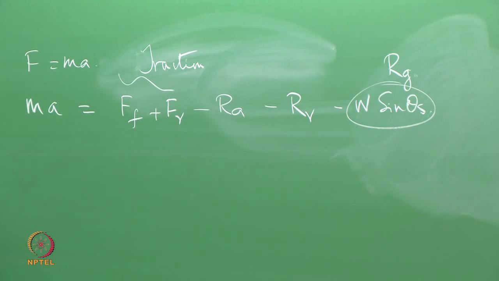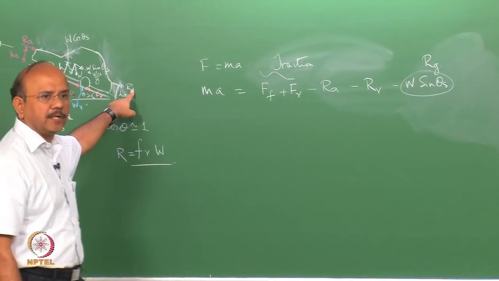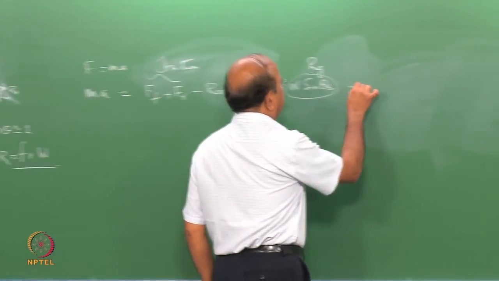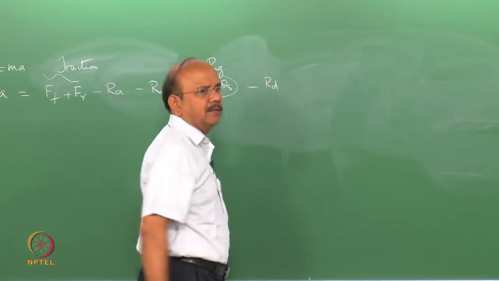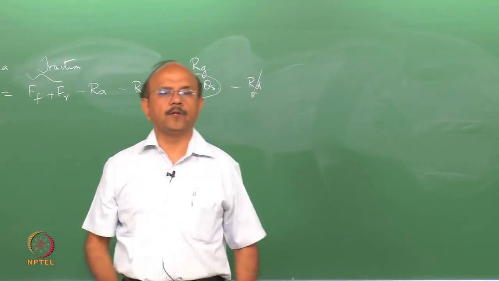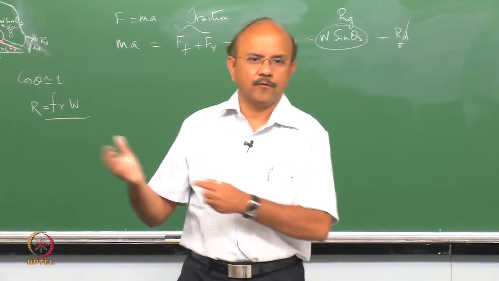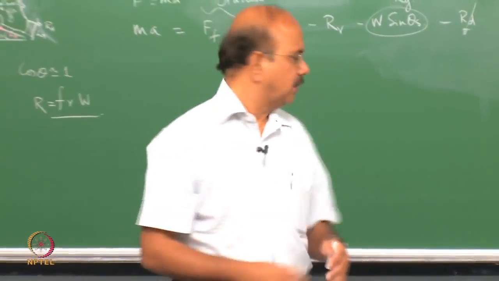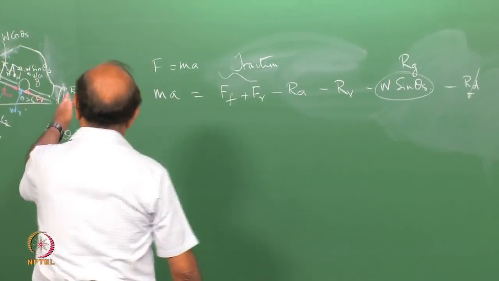Right? And the other force which opposes is the drawbar pull. We will neglect that, we can add it later if you want. Drawbar pull is due to the force that is applied if you have a trailer attached to it, and so that is the drawbar pull.